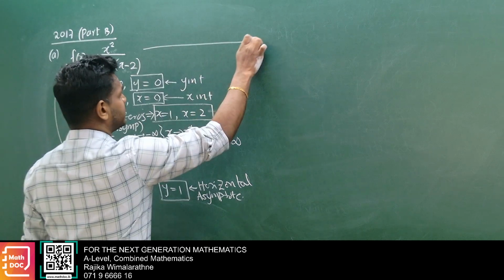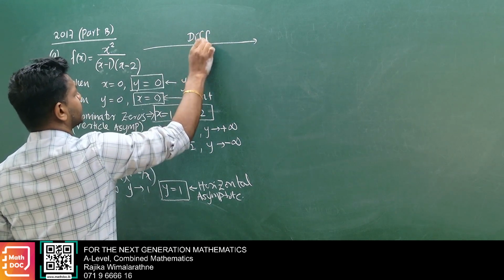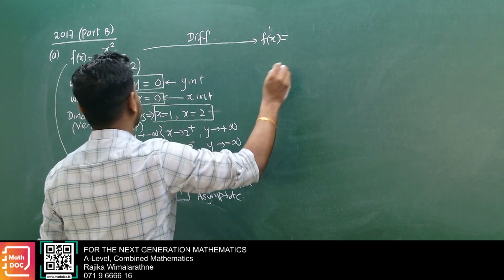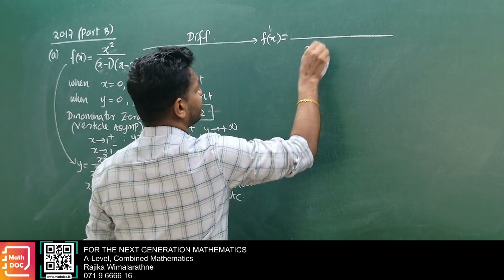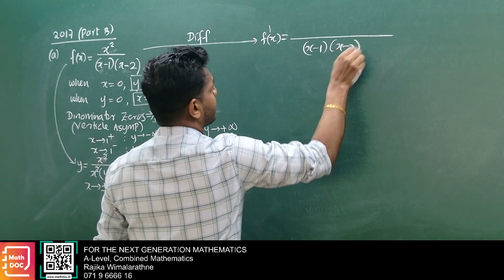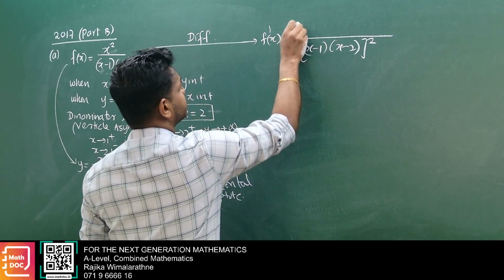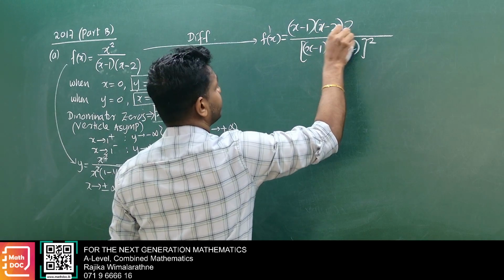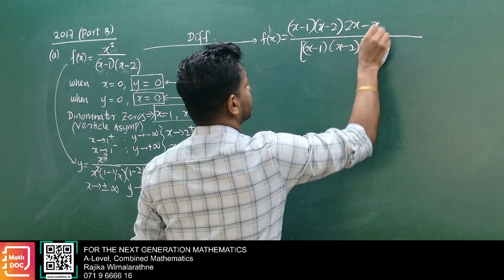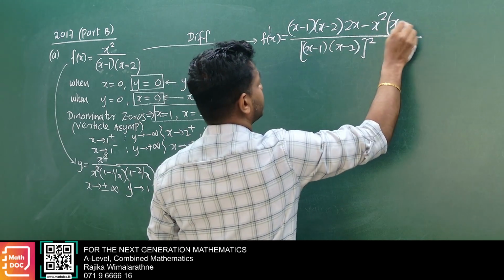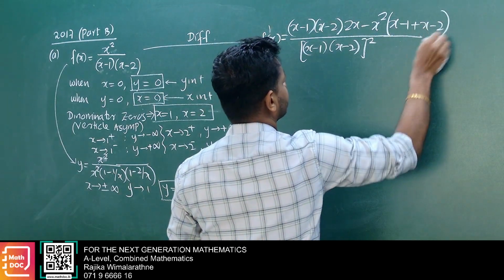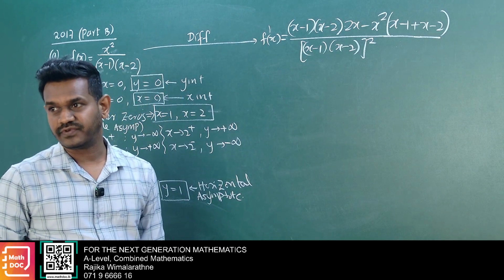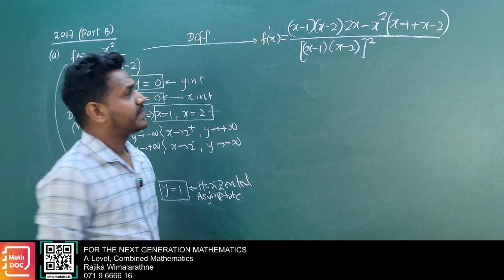Then you differentiate, find f dash x. Denominator square, denominator times derivative of numerator, minus numerator times derivative of denominator. You have to practice just rational type derivatives with function of a function. Now simplify.